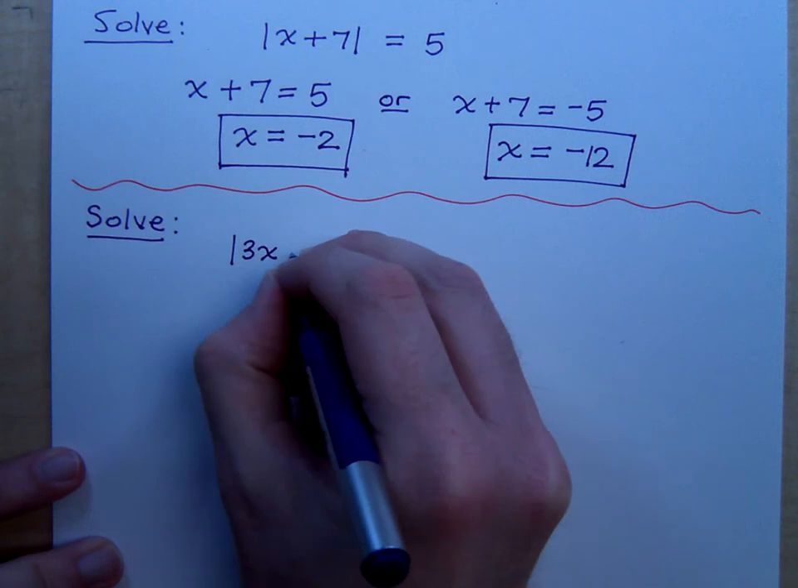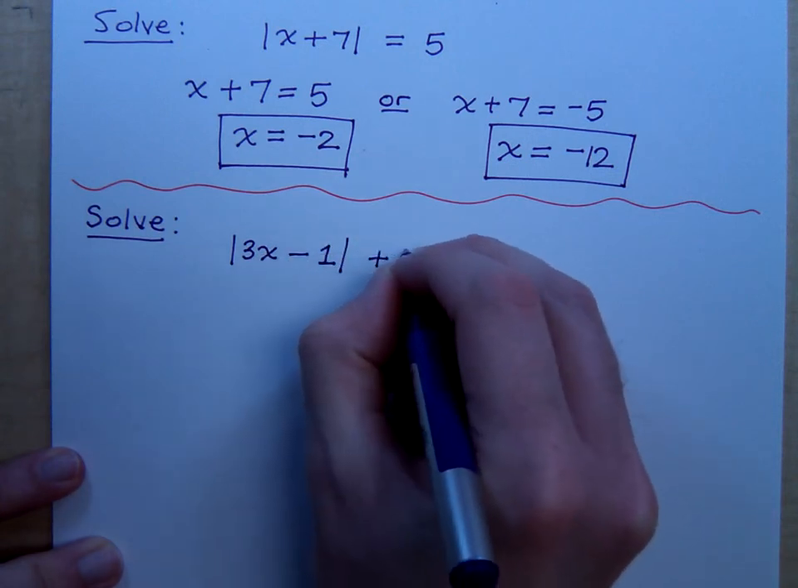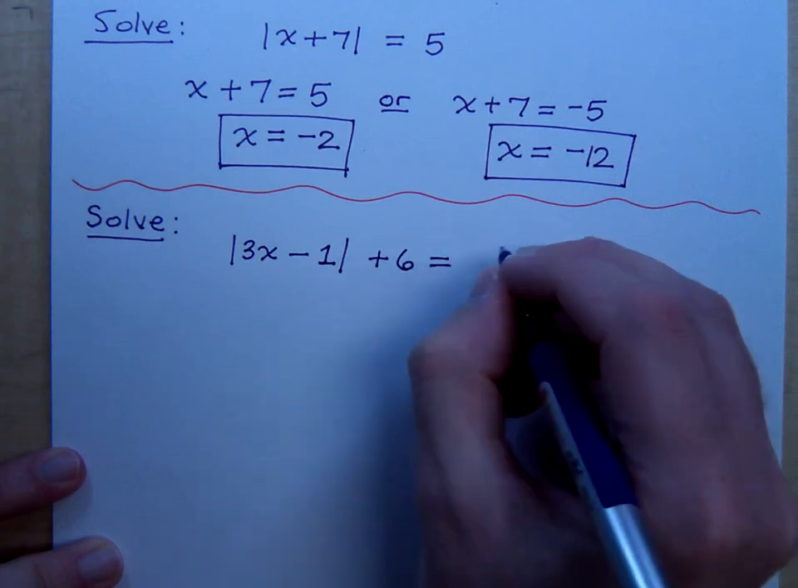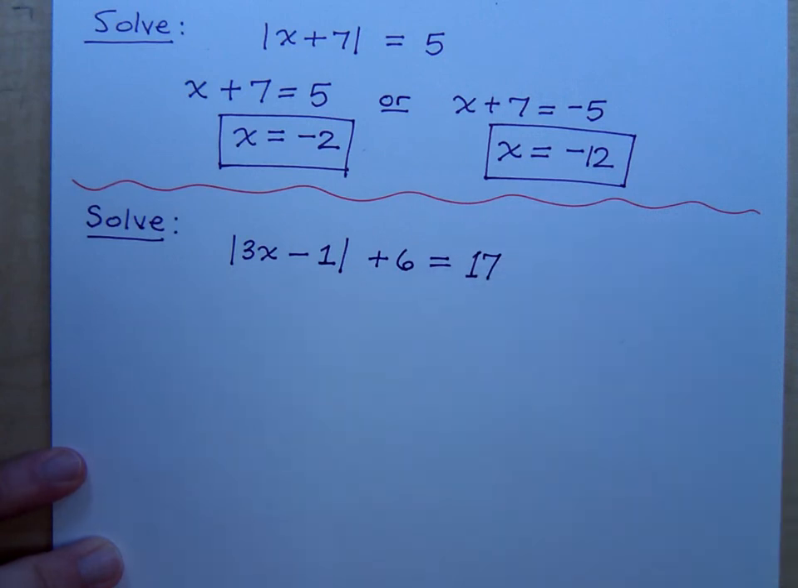Have the absolute value of 3x minus 1 plus 6 is equal to 17. What would you do? I mean, after you're done yawning, of course. I don't want to break that up. What are the answers? Say again?